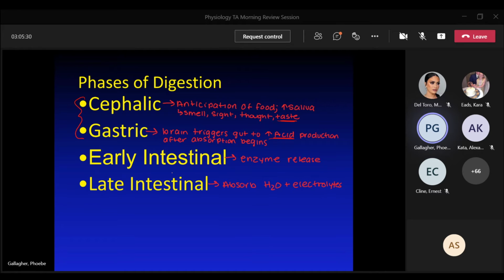And then these two he'll talk about probably in today's lecture and Wednesday's lecture. So early intestinal is going to be when you release all those enzymes that help further break down the food in your small intestines. And then late intestinal is your colon, where you absorb H2O and electrolytes.